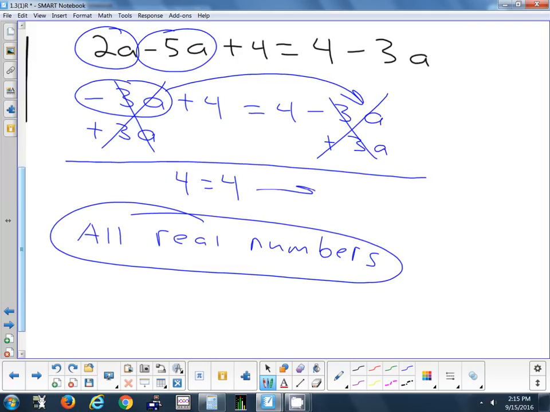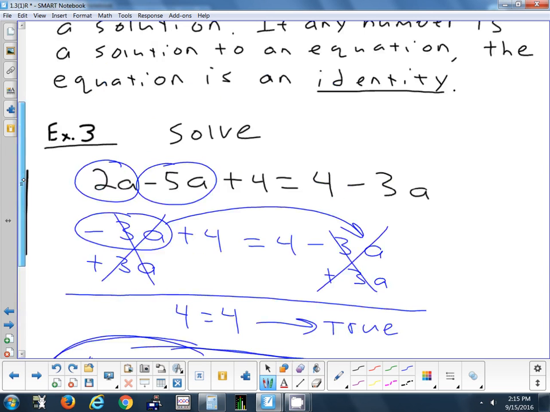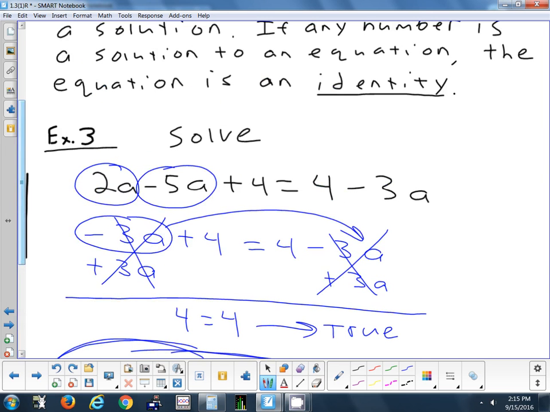Okay, so this is true. True is not the answer. True means this is the answer. So if you get a fact that's true, the answer is all real numbers, which means you could pick absolutely anything you want and it will always work in the original equation. You'll always get the same thing on the left and the right.